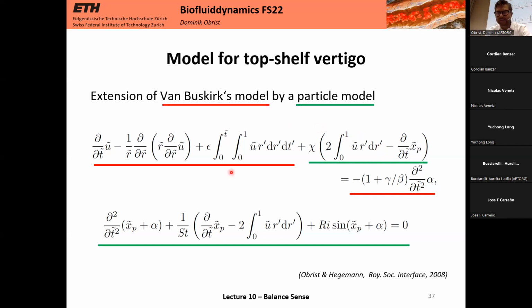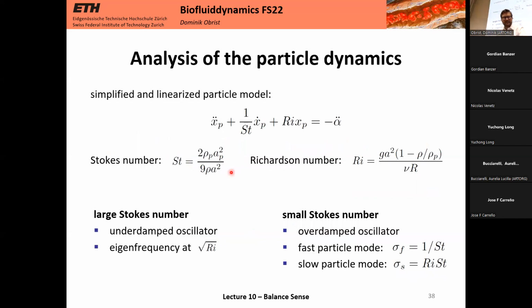We can analyze these equations. I don't want to go into any detail. We can linearize the particle model. We see again, it's a second order ODE. We can look again at different values for these non-dimensional numbers, and we find again that it has the character of an overdamped oscillator.